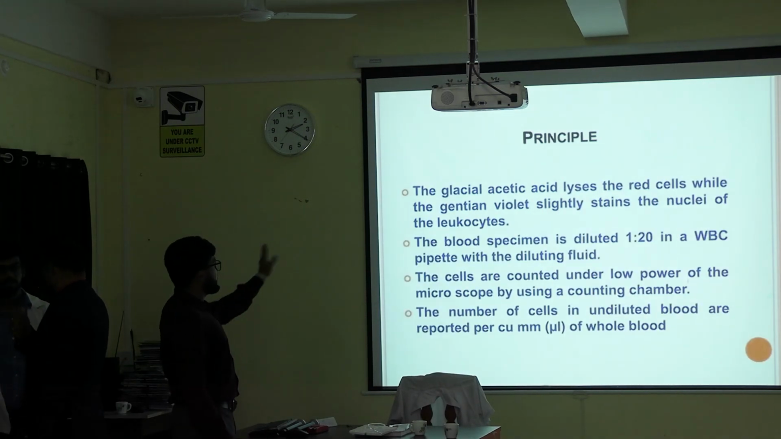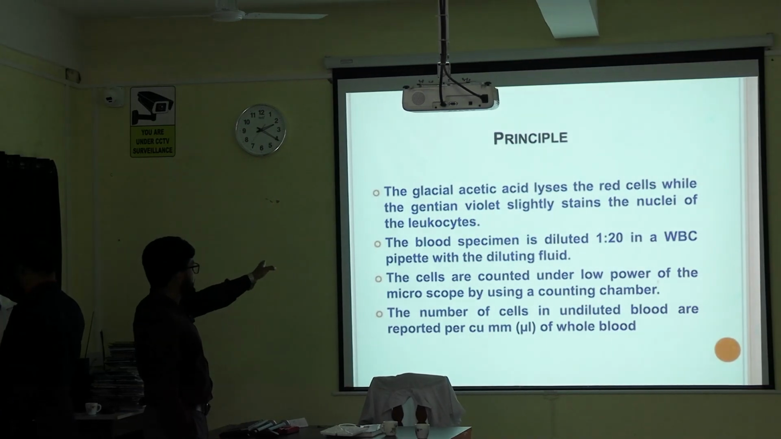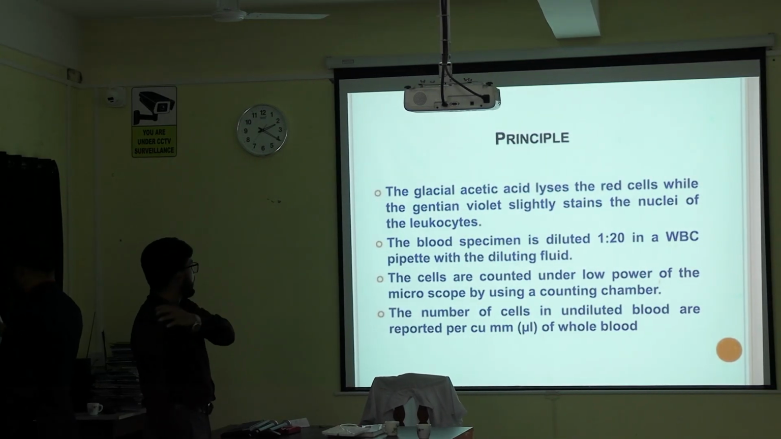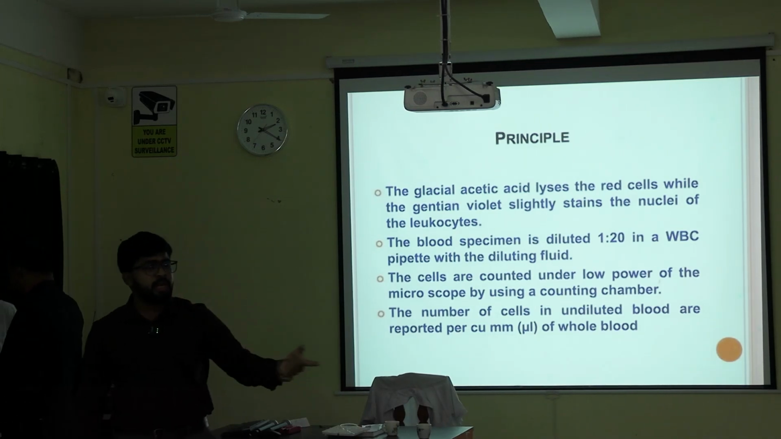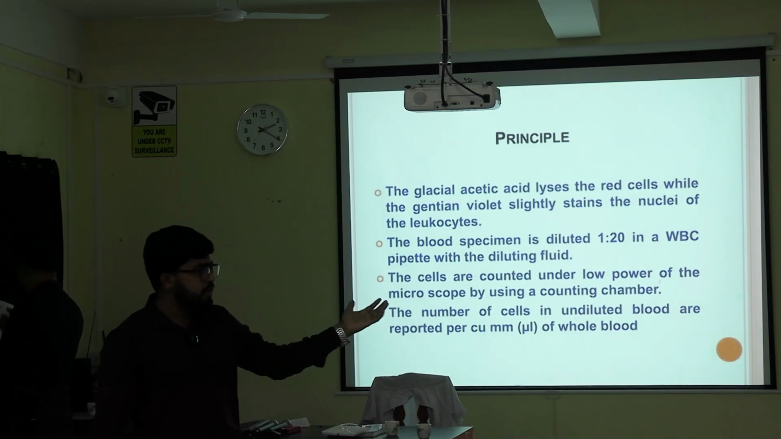So see, the glacial acetic acid lyses the red cells while the gentian violet slightly stains the nuclei of the leukocytes. Blood specimen is diluted till 1:20. What was the dilution in RBC count, anyone?